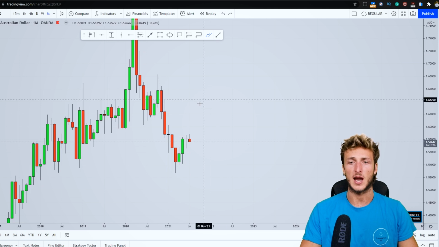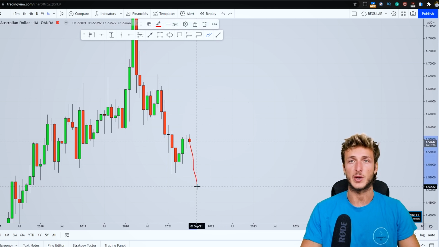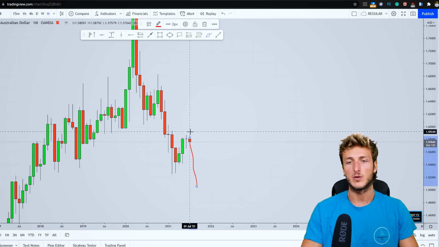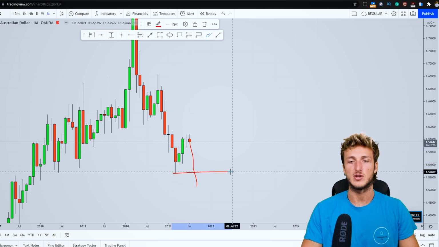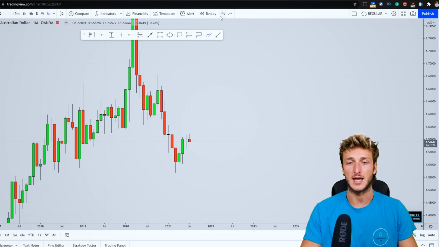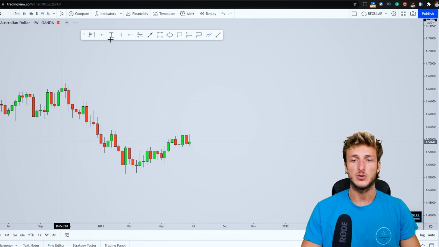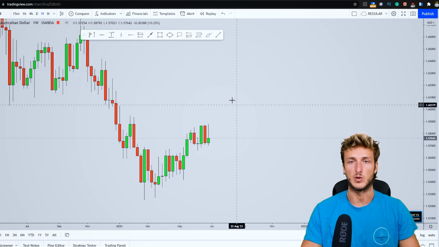So here on the monthly, everything seems quite bearish, and we do expect the market to provide a lower low, breaking below the previous monthly low that the market had printed at this level. On the monthly, everything seems quite bearish. Let's go down on the weekly time frame and see what we have.